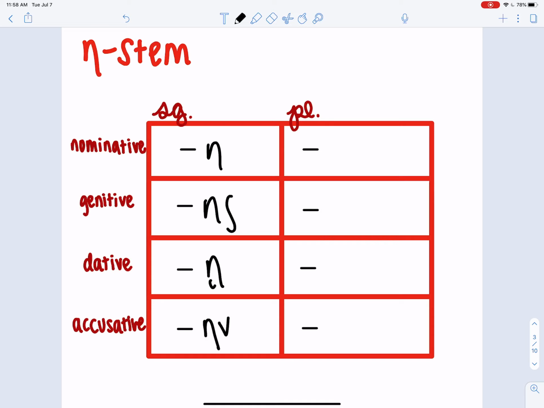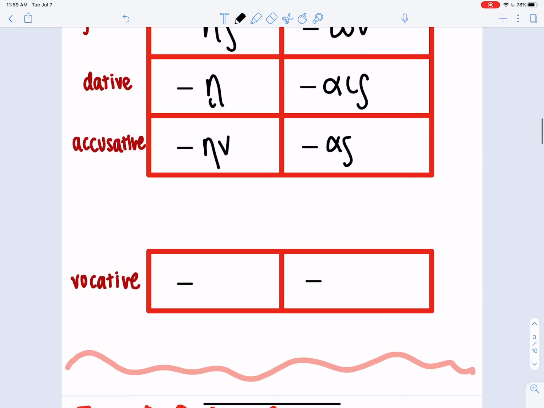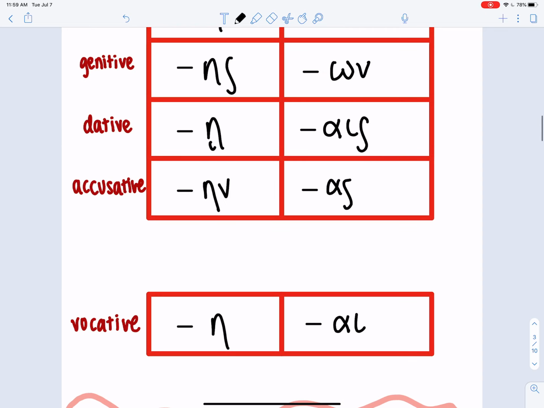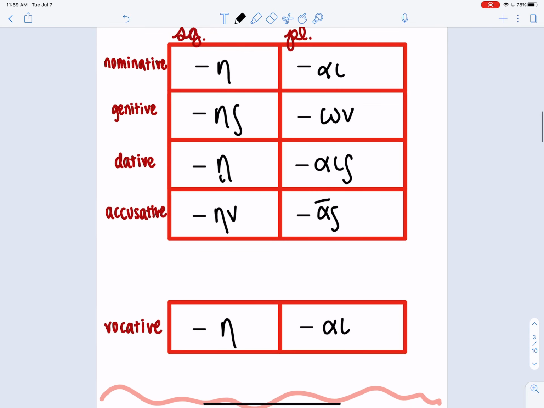And now plural. Nominative is eta alpha iota. Genitive is omega nu. Dative is eta alpha iota sigma. Accusative is eta alpha sigma. And for vocative, like I said, the forms match the nominative here. So in the singular we have eta, and in the plural eta alpha iota. And here there's again technically that macron.